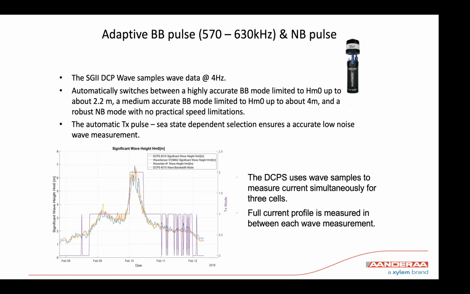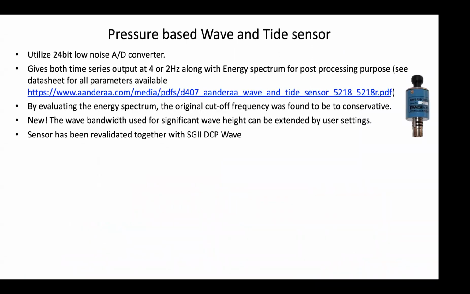At the same time as you measure the waves, you also get current information. It's using free cells to measure the orbital velocities. Then you also get current information from these free cells, and in between wave measurements, the instrument can measure a full profile for currents. The pressure-based wave and tide sensors can log time series of pressure variations at 4 or 2 hertz, and that makes it possible to calculate wave height, wave period, wave steepness, and all the wave parameters except the directional wave.